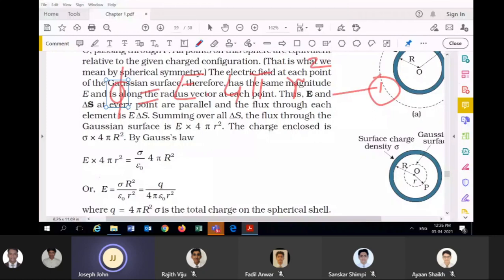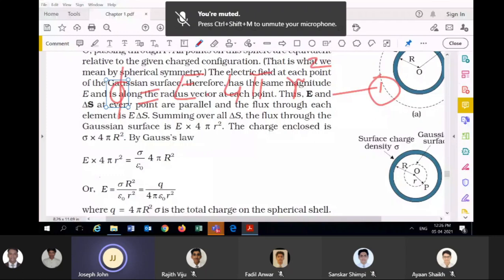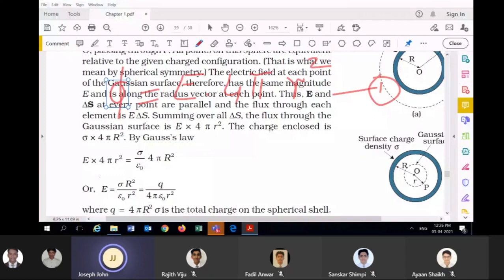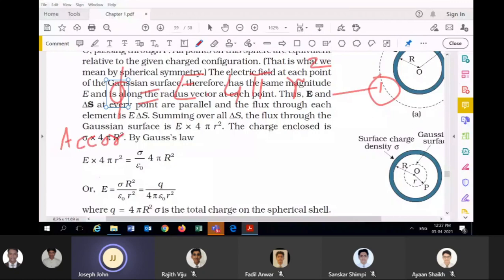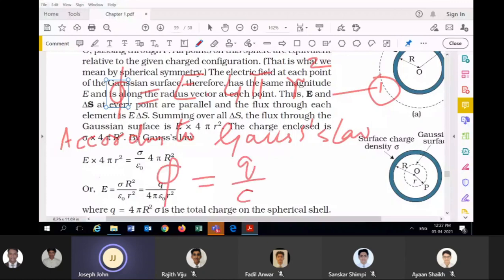What can be the next step? Flux written. Next step is according to Gauss's law. Very good. Flux, normal flux, then Gauss's law. According to Gauss's law, phi is equal to Q by epsilon naught. Equation number 2.